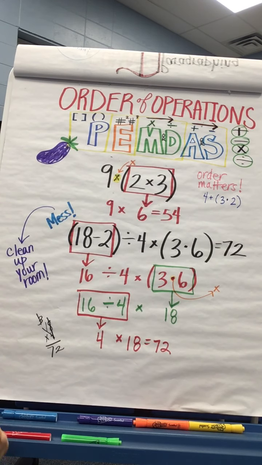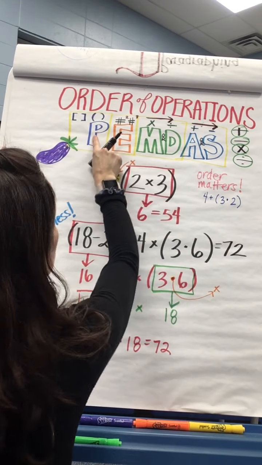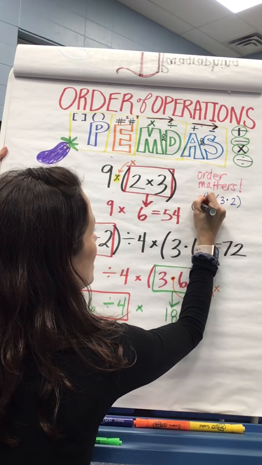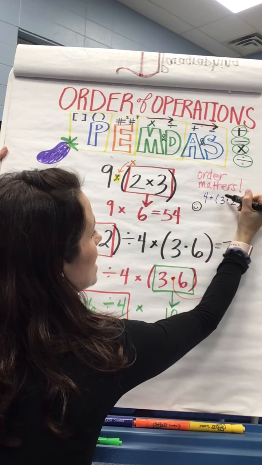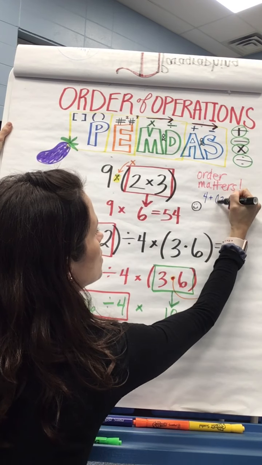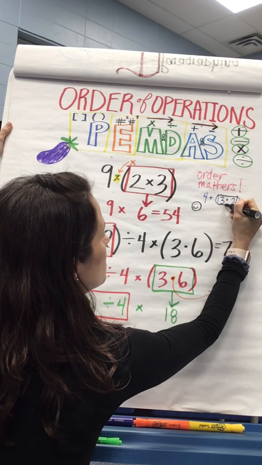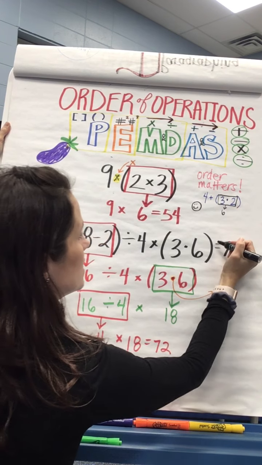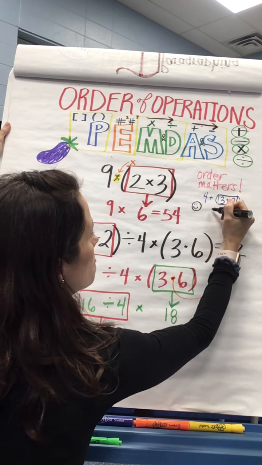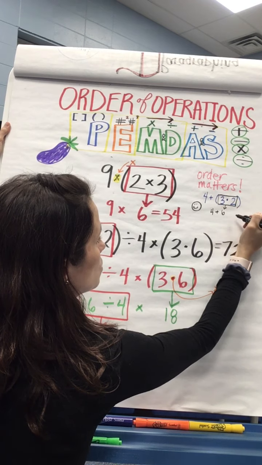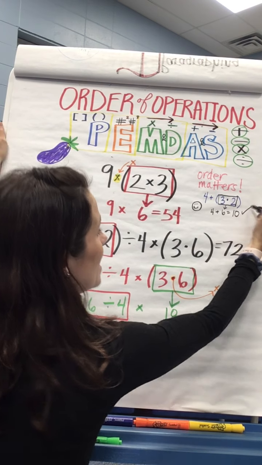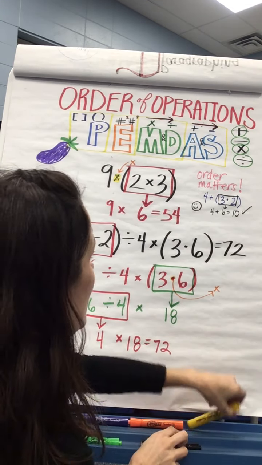If you look at 4 plus 3 times 2, I'm going to do it the correct way first, okay? The correct way, we said, would do parentheses first. 3 times 2 is 6, and 4 plus 6 would be next, and I would get 10. So that is the correct answer, 10.